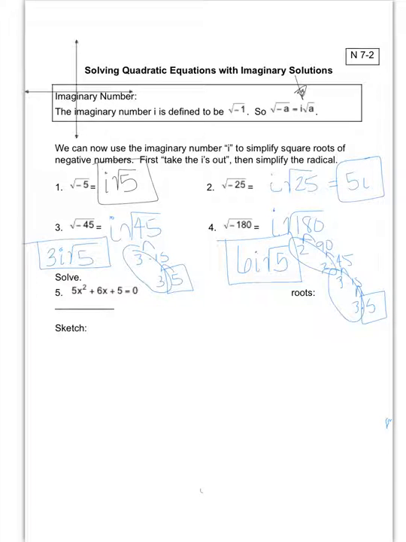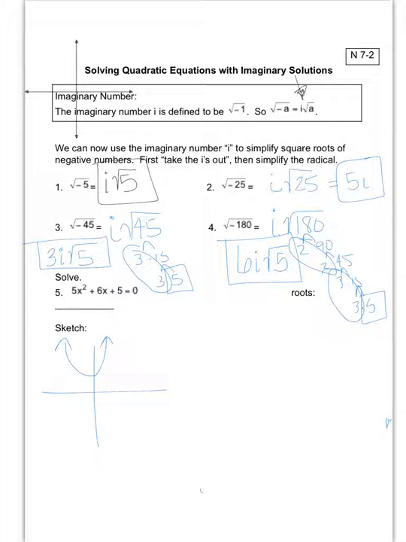Okay, so the next part, we are going to solve, which means you're going to be finding x. So you're finding what x equals. And notice that it says roots here. So remember, roots are your x-intercepts, and it says to sketch. So the first thing that you would need to do is go into y equals on your calculator and type in 5x squared plus 6x plus 5. If you were to type that into y equals and graph it, it would look similar to this here.